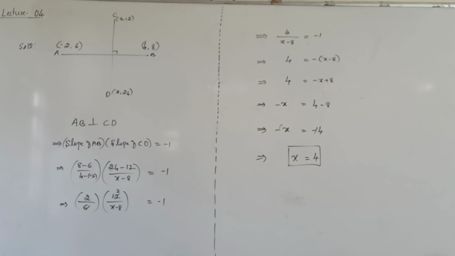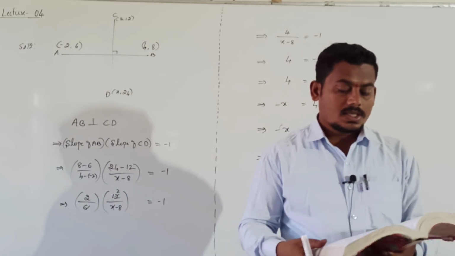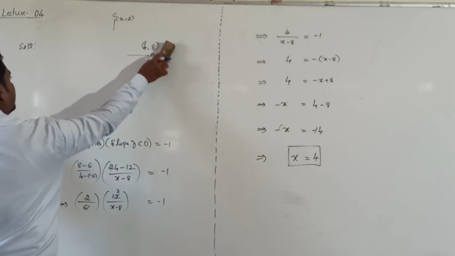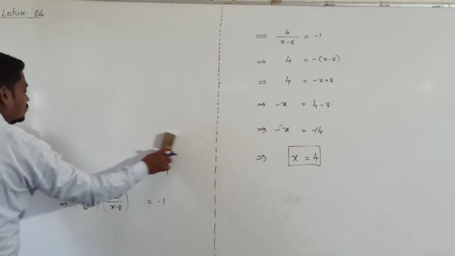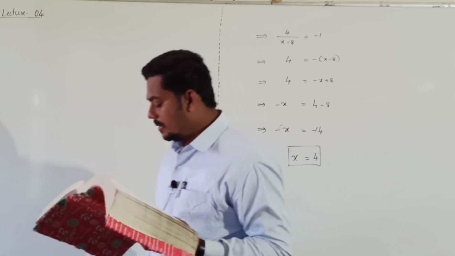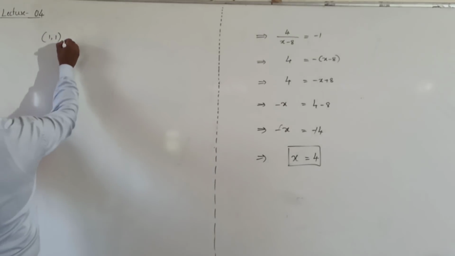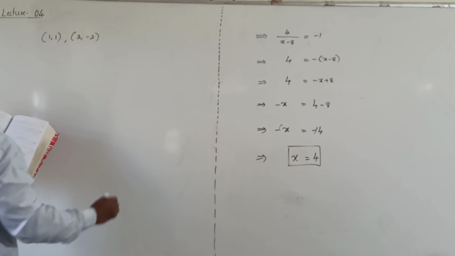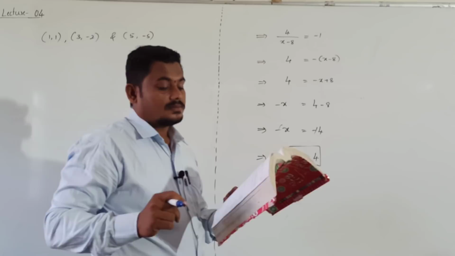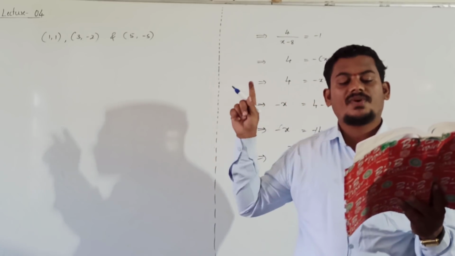Next problem. Show that the points 1, 1, 3, -2 and 5, -5 are collinear.